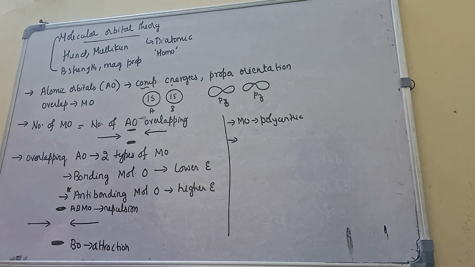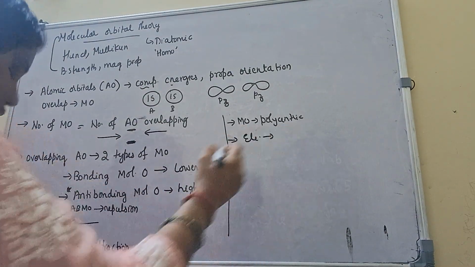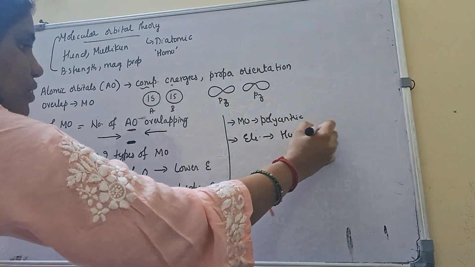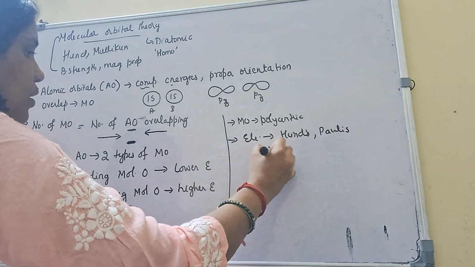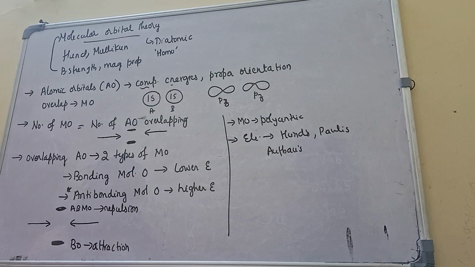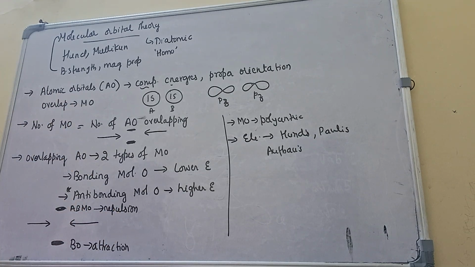Electrons are filled into the orbitals, and the electronic configuration follows Hund's rule, Pauli's rule, Aufbau's and everything. Whatever rules we have studied for filling up electrons in the atomic orbital, the same rules are valid here also. It is just that instead of two atomic orbitals, now we call them two molecular orbitals. That's all. Alright, so yes, these are the things.